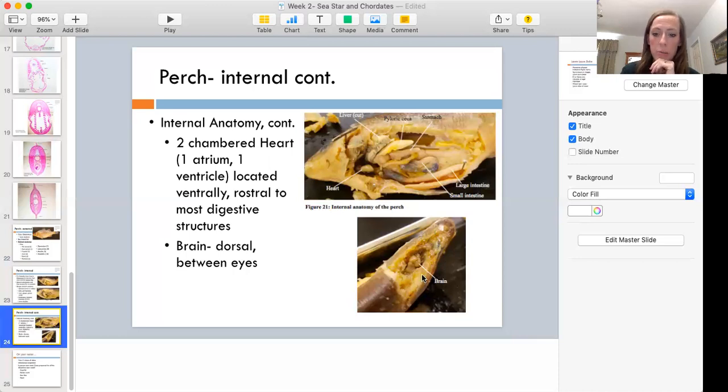If you want to try to remove the skull, that does take a little bit of work. It is a little bit tough, but if you are successful, you will see the brain, which has this enlargement, right, compared to the spinal cord. You can see the brain there, located between the eyes, okay?